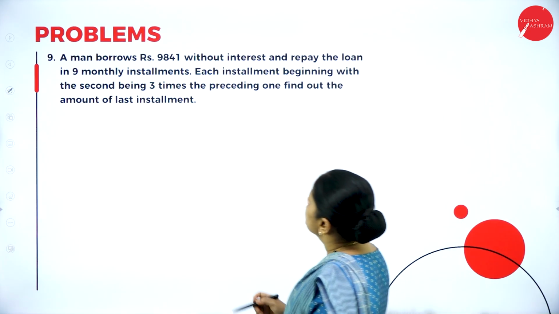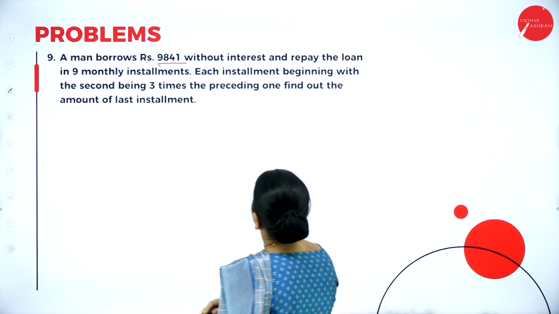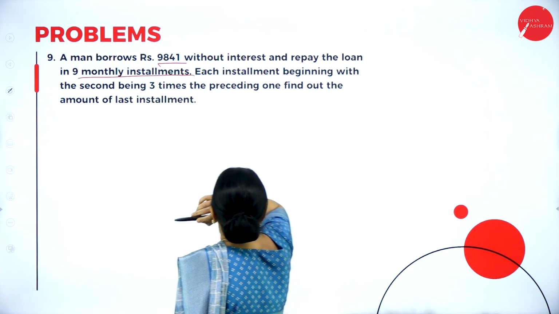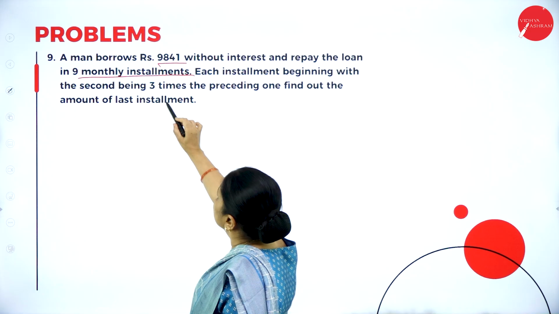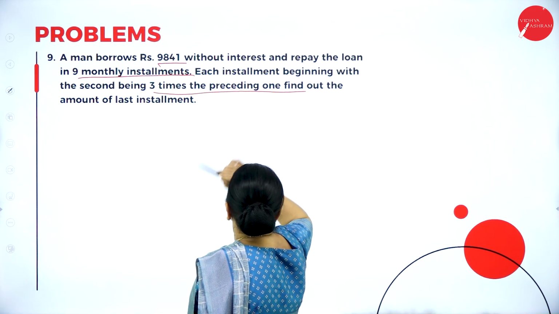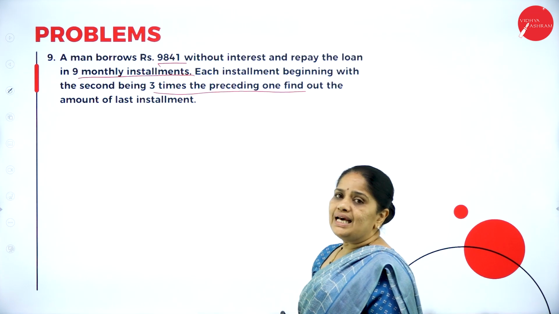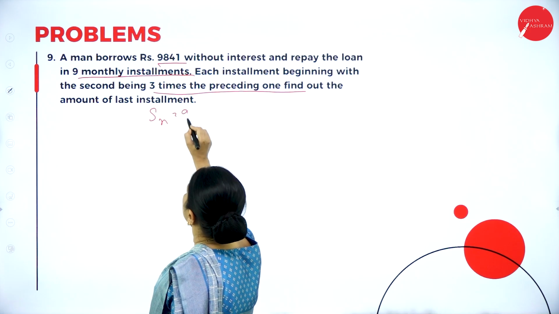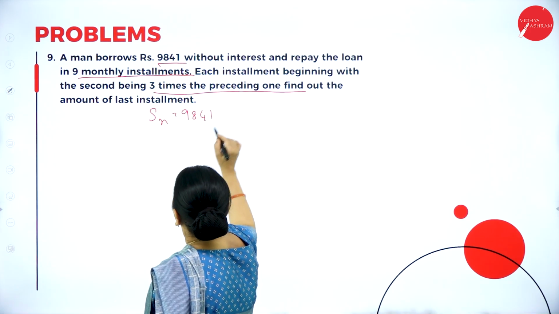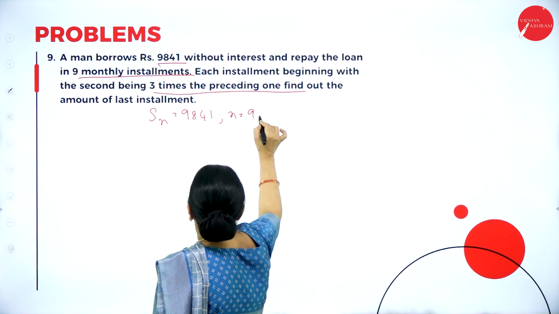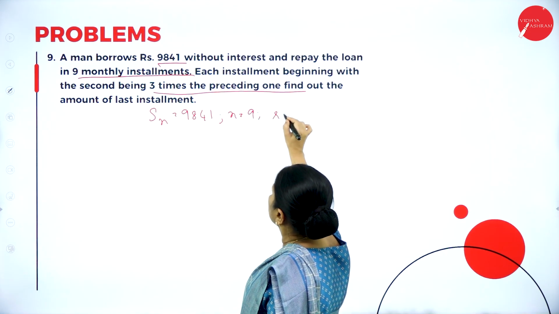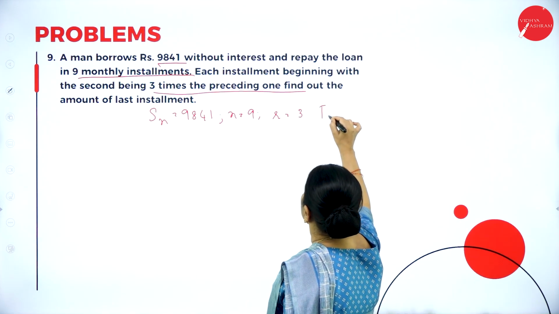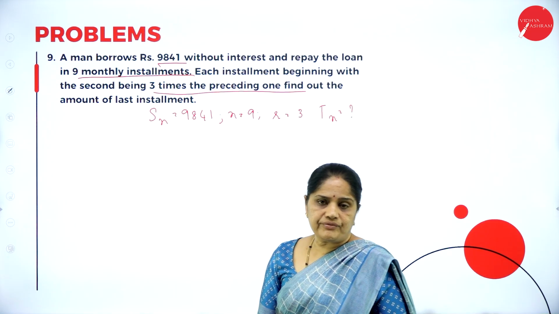A man borrows rupees 9,841 without interest and repays the loan in 9 monthly installments, each installment beginning with the second being 3 times the preceding one. Find the amount of the last installment. So we are given here Sn equals 9841, n equals 9 and R equals 3. So we have to find Tn. Last installment we have to find.